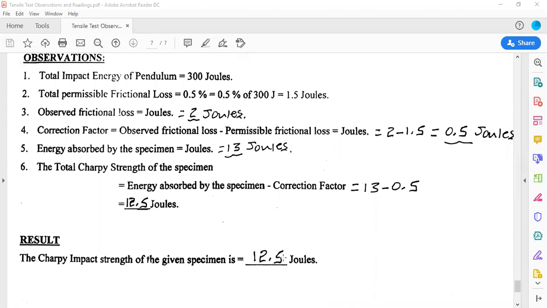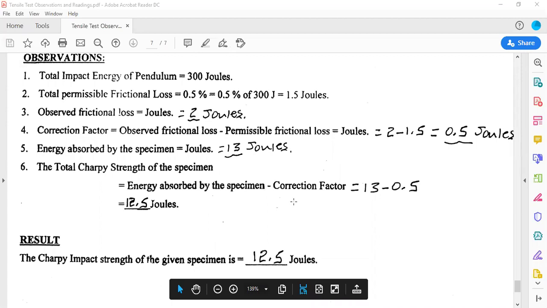Okay. The calculation part of Charpy as well as Izod is over. Now I will stop the recording. If you have any doubts, you can ask.